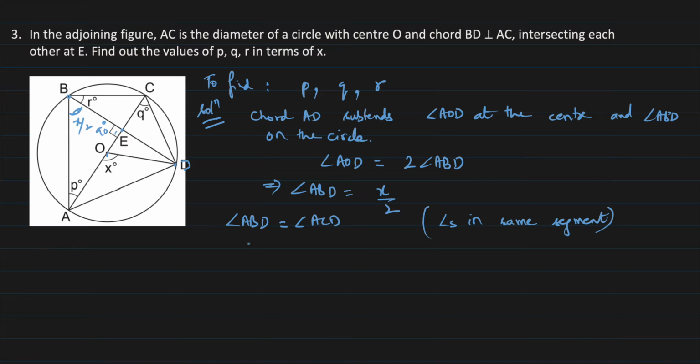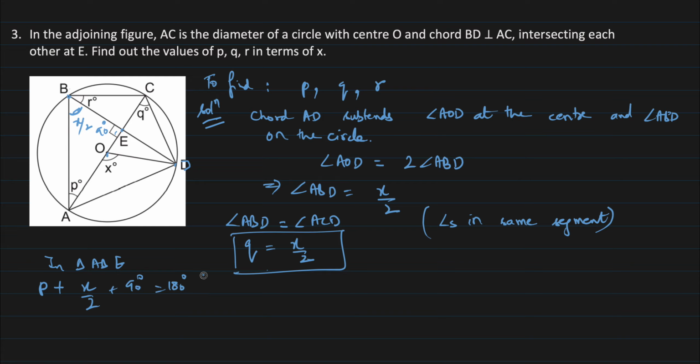So what can I say? That ACD is Q, so Q comes out to be X by 2, okay? So this is what you got, first part done. Now here in triangle ABE, I have P plus X by 2 plus 90 degrees equals 180 degrees, angle sum property. You see, this is angle A, this is angle X by 2, this is 90 degrees. So with that I got it.